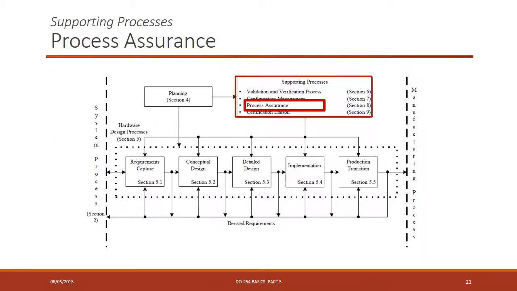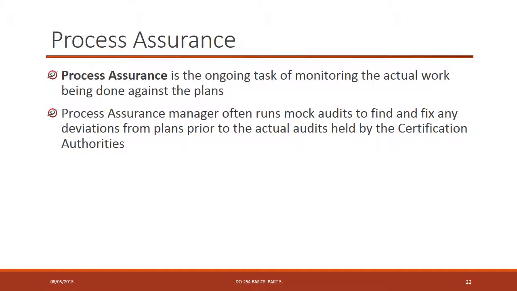The next supporting process we're going to talk about is called process assurance. So process assurance is sort of one of those thankless jobs. There's usually an individual who performs the role of process assurance, and the team is usually hating this person, but every now and then loving this person. The issue here is that the role of process assurance is to ensure that the team is meeting plans. So everything that was documented in your DO-254 compliance plans, making sure that that is being done.